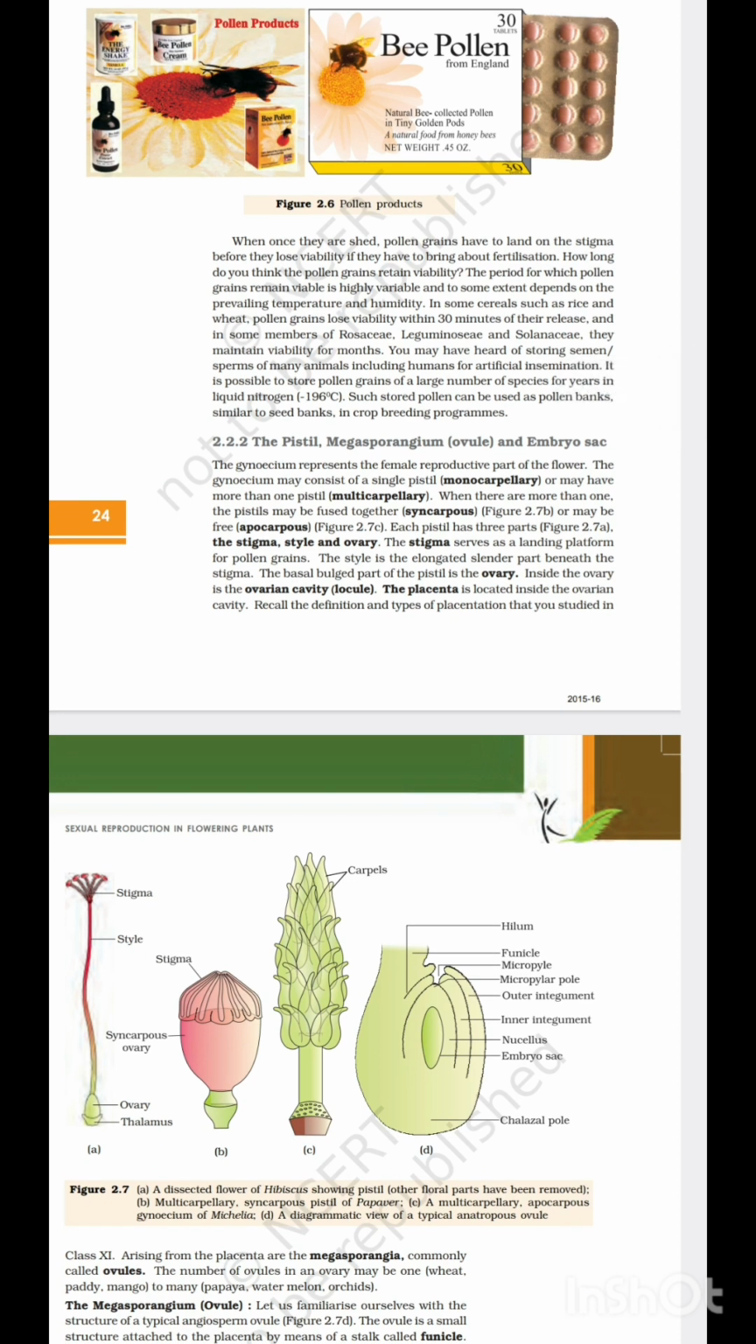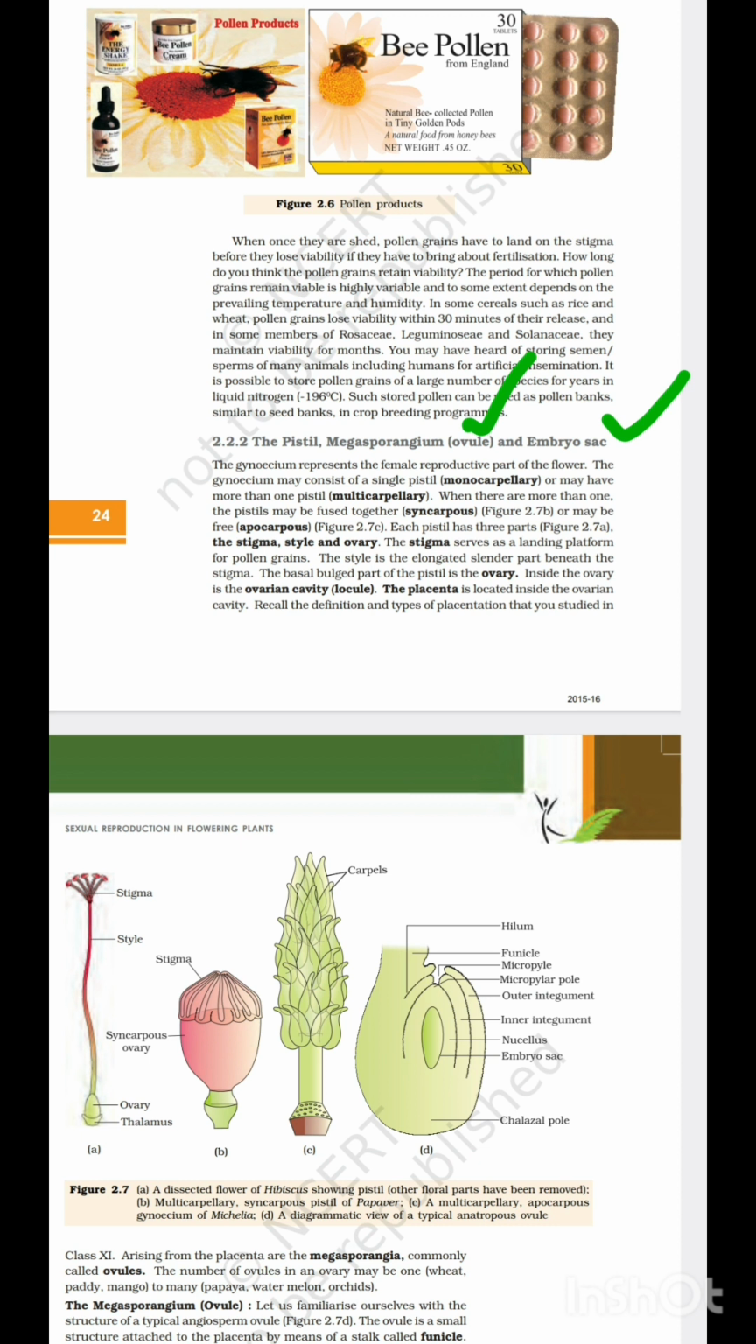Then the female reproductive structures, which are pistil, megasporangium or ovule, and embryo sac. The gynoecium represents the female reproductive part of the flower. It may consist of a single pistil, which is known as monocarpellary, or they may have more than one pistil, known as multicarpellary. When more than one pistil is present in fused condition, attached with each other, it is known as syncarpous, or they may be present in a free condition, known as apocarpous condition.